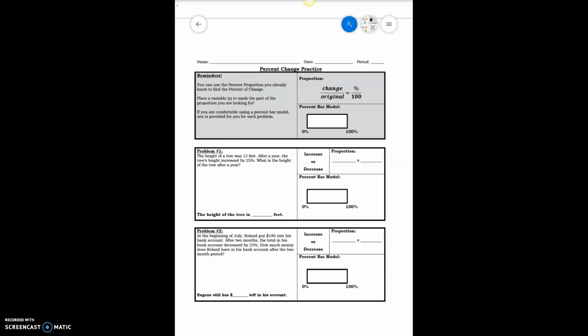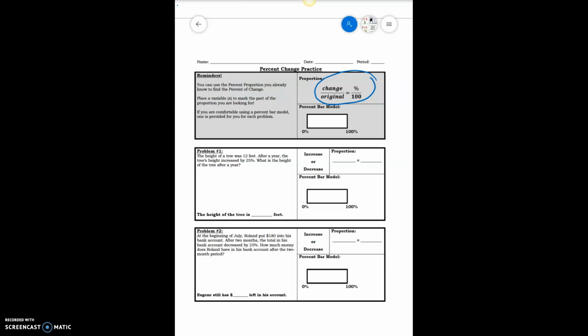On this third lesson, we're going to talk about percent of change. So keep in mind, our formula for percent of change is not our part-whole like we were talking about before. It is change over original equals percent over 100. So I want to talk you through a couple of these.